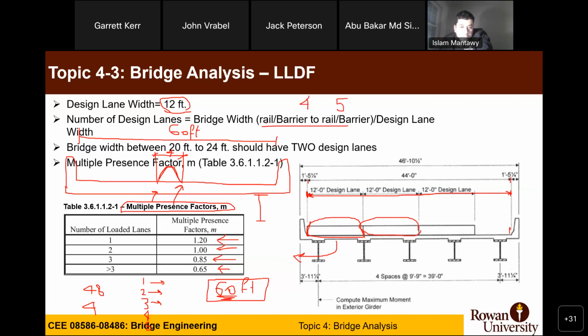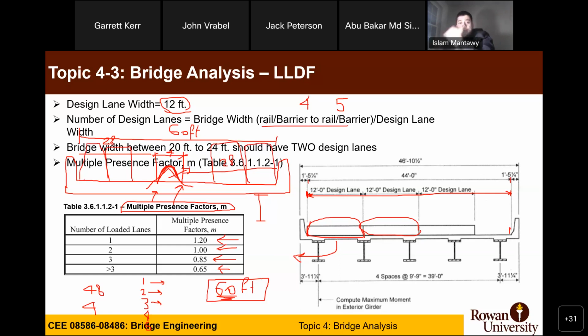It depends on whether this barrier is permanent or not. If this barrier is actually cast in place with the bridge deck, so there is no way that you can later on move this barrier off the bridge, this barrier will actually split the bridge into 2 distances. 60 minus 4, which is 56, over 2 makes it 28 here and 28 here, correct? And now you can have 2 design lanes of 12 on this side and another 2 on the other side.